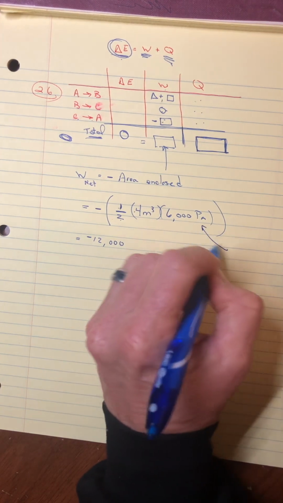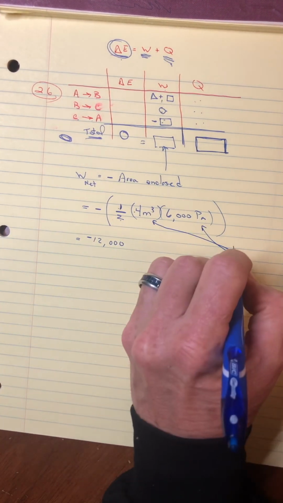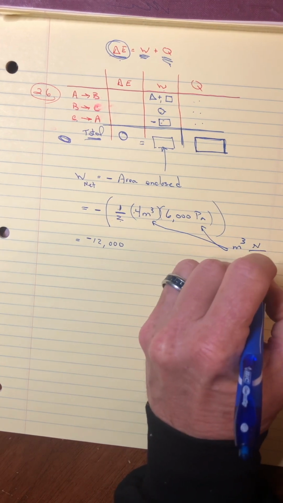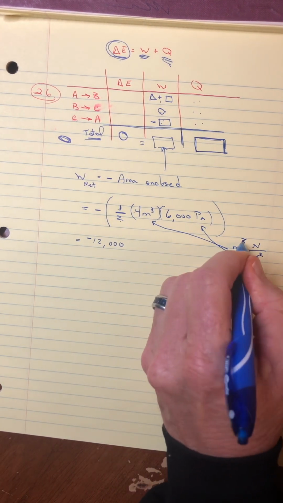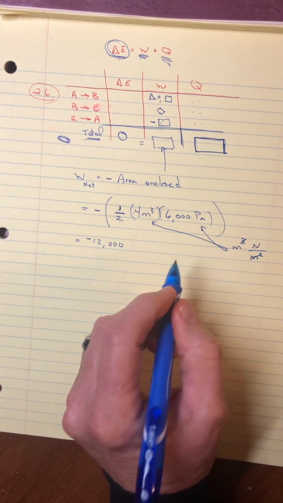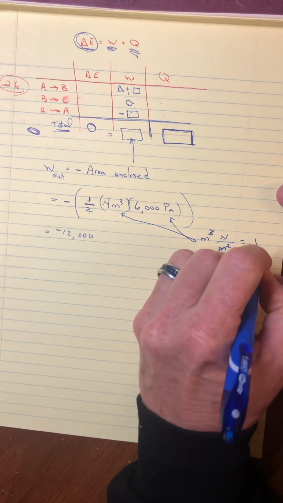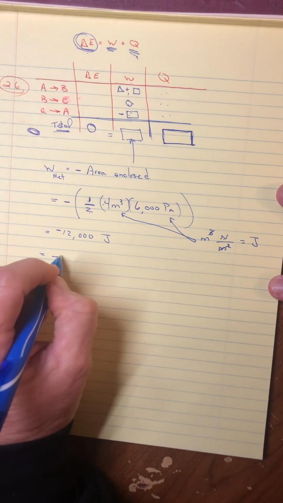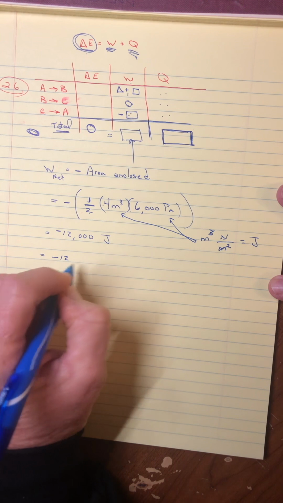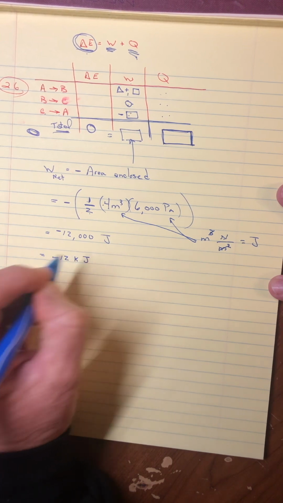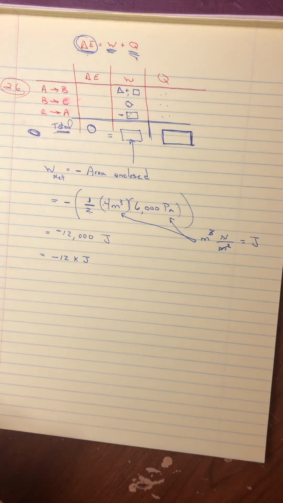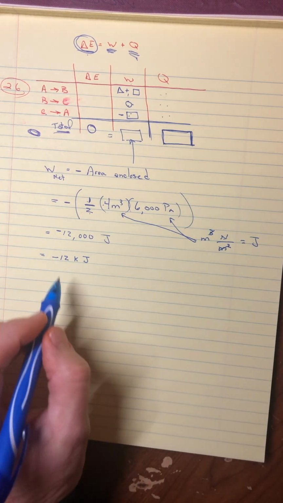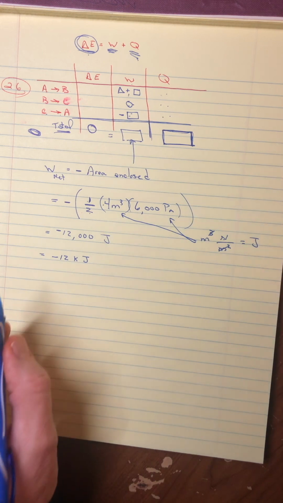And as we get more familiar with this, keep in mind that a cubic meter times a Pascal, which is a Newton per square meter, would then cancel 2 of them, and then you would have a Newton times a meter, which is a joule. And so this is negative 12, and I don't know if you want to write it as a 1,000 joules or a 12 kilojoules. And so notice this is a negative number.